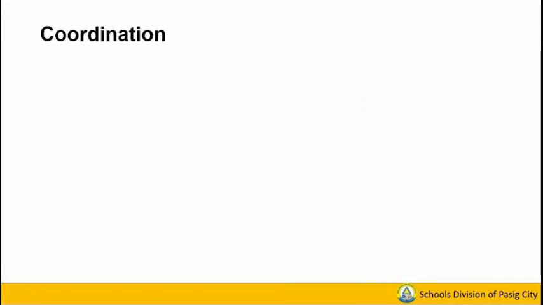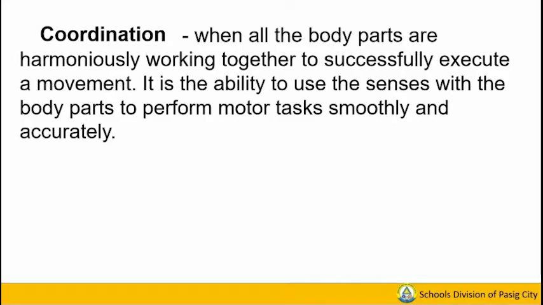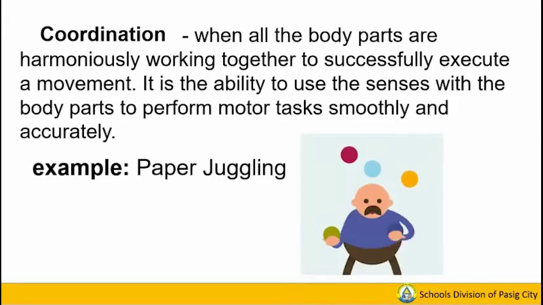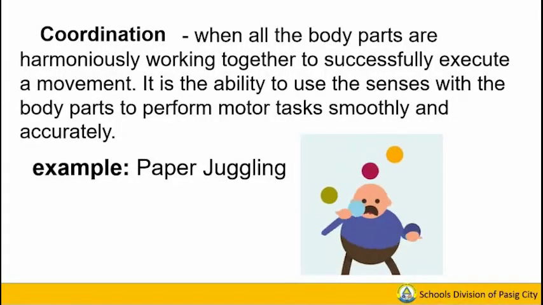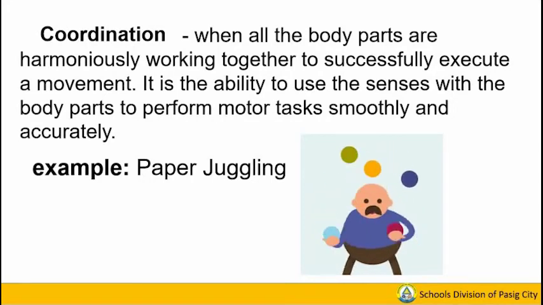Next component is coordination. When all body parts are harmoniously working together to successfully execute a movement, it is the ability to use the senses with the body parts to perform motor tasks smoothly and accurately. An example of this is paper juggling. The purpose of this is to measure the coordination of the individual in the performance of motor tasks.